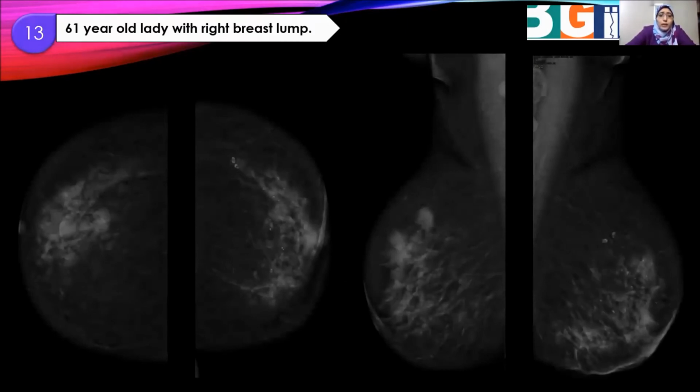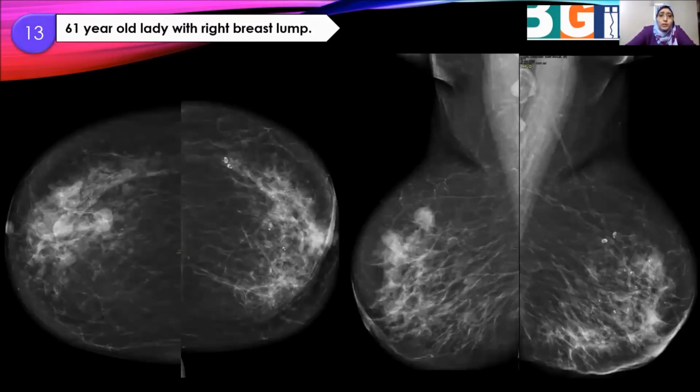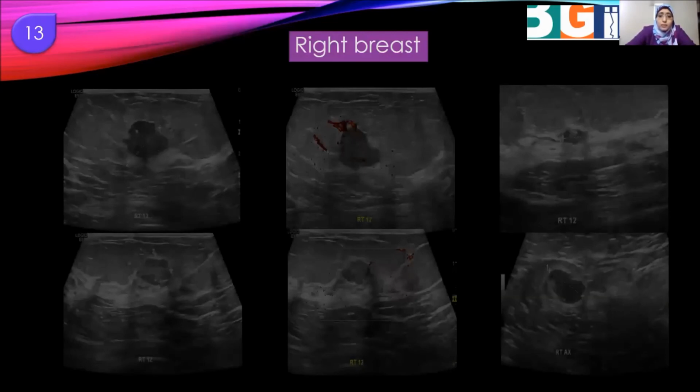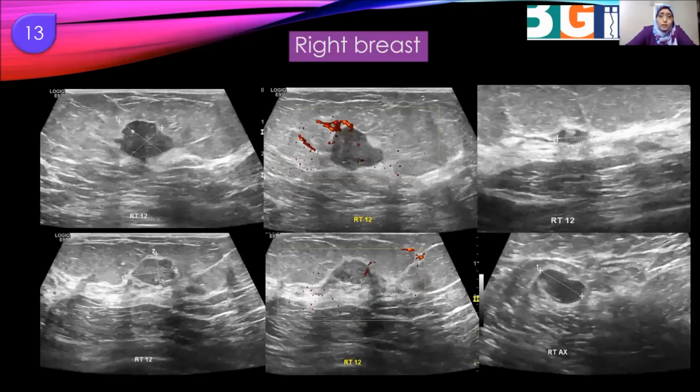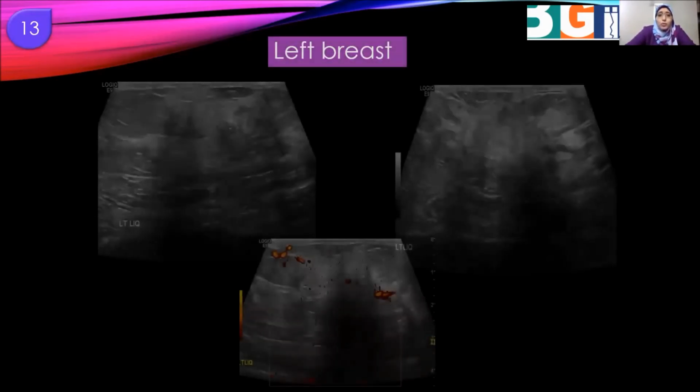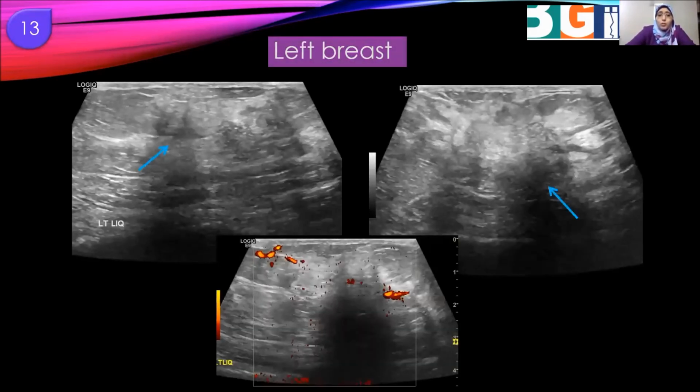Okay, the following case is a 61-year-old lady with a right breast lump. Her mammogram showed multiple lesions of intermediate density. Meanwhile, the contralateral side shows a diffuse area of architecture distortion. The ultrasound of the right breast masses showed variable sized hypoechoic lesions with irregular outline and high vascularity, while the left breast shows an area of architecture distortion, which also showed high vascularity on the color Doppler.